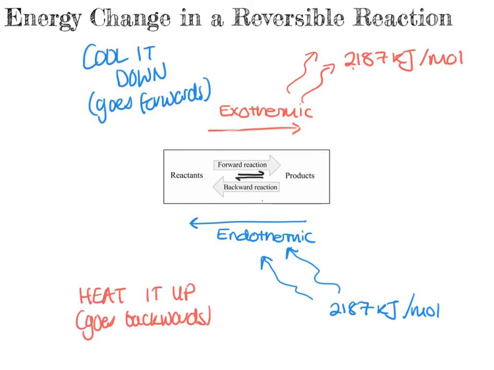So I'm going to leave you here with this last little idea that if you want to go in the forward direction, which is exothermic, then you should cool it down and that will push it that way. If you want it to go in the reverse direction, in the endothermic direction, then you should heat it up, okay? So if you want it to go in the exothermic direction, cool it down, whether that's forwards or backwards, and if you want it to go in the endothermic direction, whether that's forwards or backwards, heat it up. And we will return to this idea in a moment.